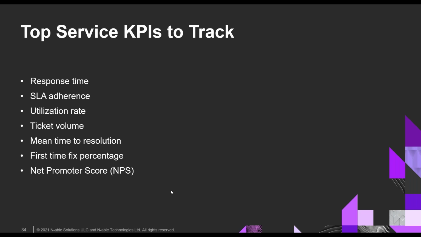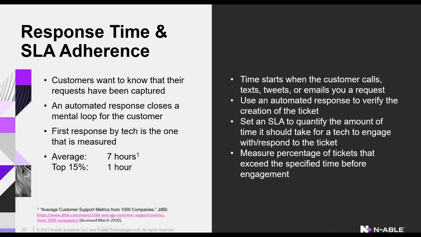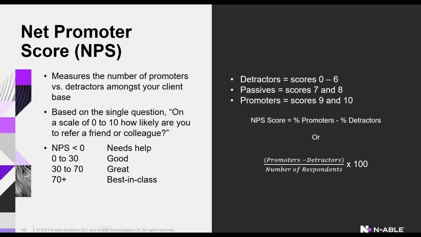The quicker your response time, the better your first time to fix percentage, the better your mean time to resolution is going to be, the better your ticket volume gets, the higher your utilization rate can become. Okay. The more you respond within your SLAs, the better your mean time to resolution, right? The quicker your response time, the higher your ticket volume gets, right? So we can see all of those working together. Net promoter score is your global KPI. How am I as an MSP doing?